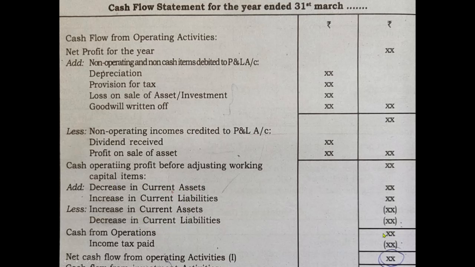Wait, this is not the actual cash from operations. Since you are running a business and you have generated income from such an activity, you are liable to pay tax. So you need to deduct the income tax paid during the year. And finally you will get an amount known as net cash flow from operating activity. So this is how you need to prepare a cash flow statement regarding the computation of cash flow from operating activity. And during the computation, we will discuss each individual item and the adjustment regarding each item.